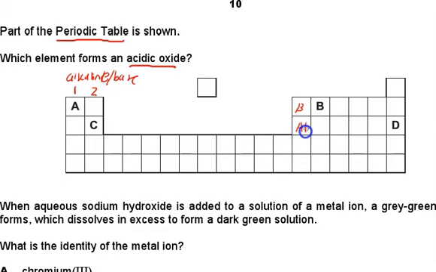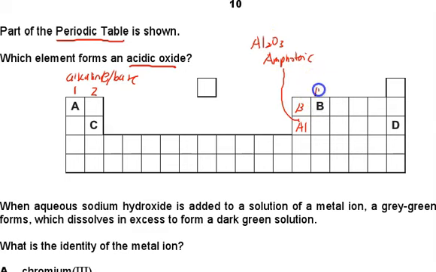Like in group 13, here is aluminium, and this is boron. Aluminium oxide has amphoteric characteristics. What is amphoteric? Amphoteric means they can behave as a base or as an acid. So they behave as both.